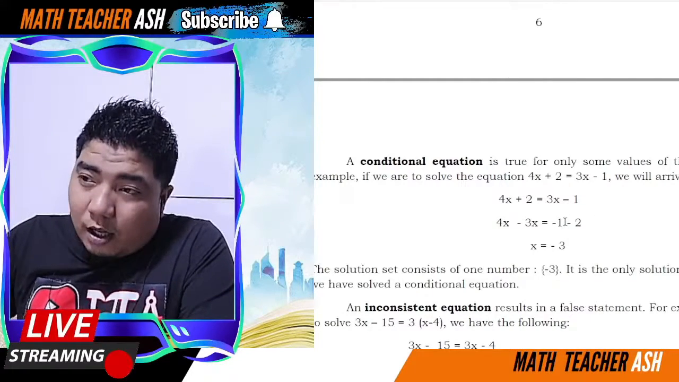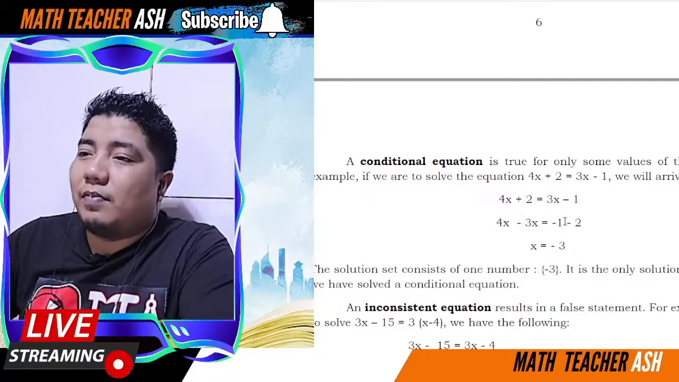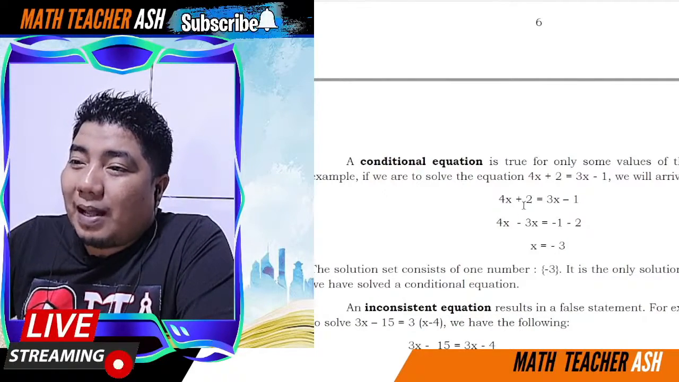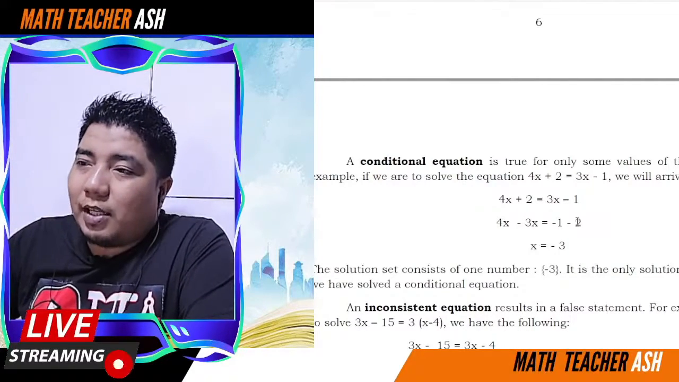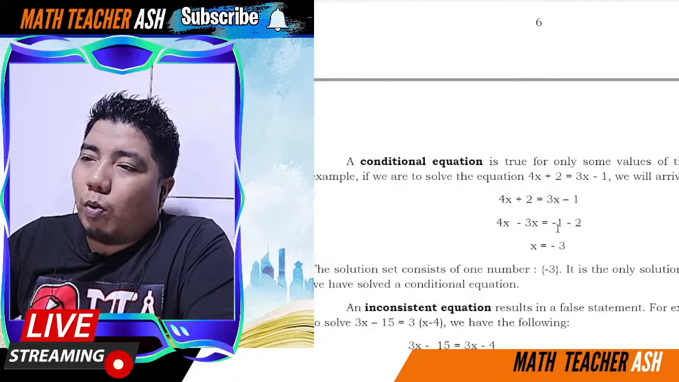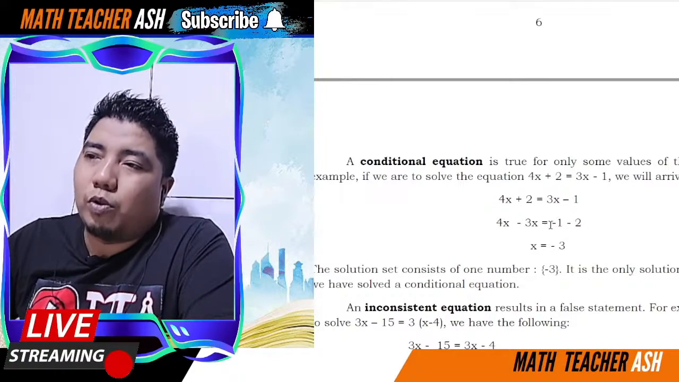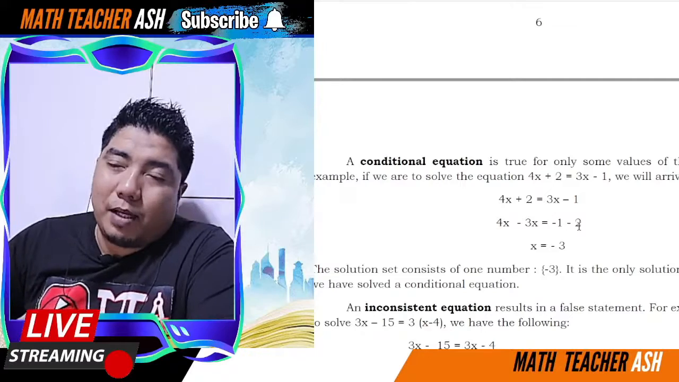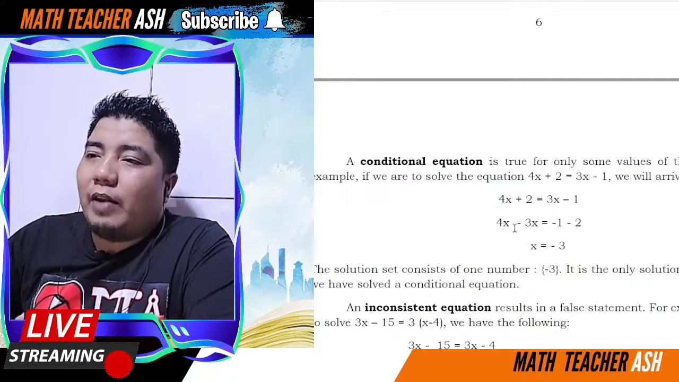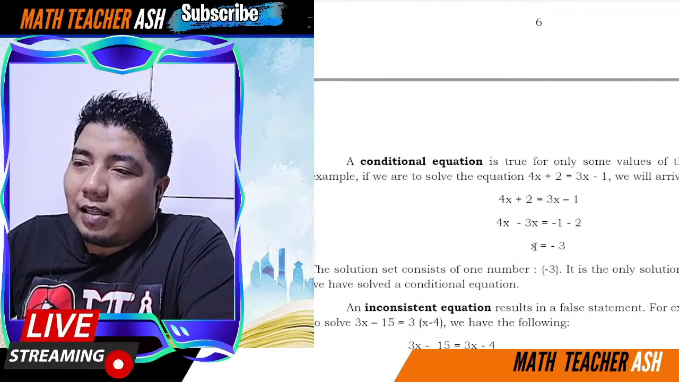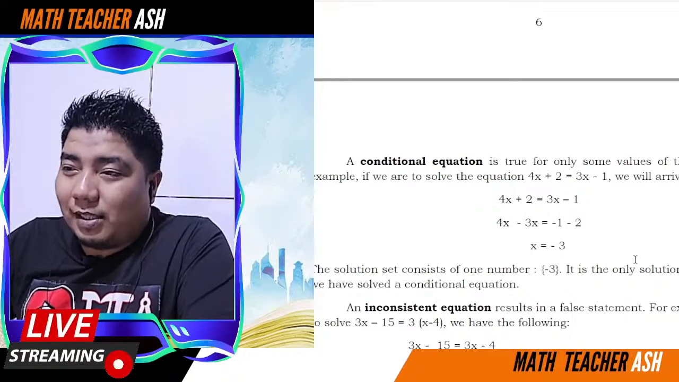Okay, hindi man siya pumunta sa left side of the equation. Ito lang si plus 2, lumipat sa right side. So, naging minus 1 or negative 1 minus 2. So, when we simplify negative 1 minus 2, that is negative 3. And 4x minus 3x, that will give you x na lang. So, x is equal to negative 3.